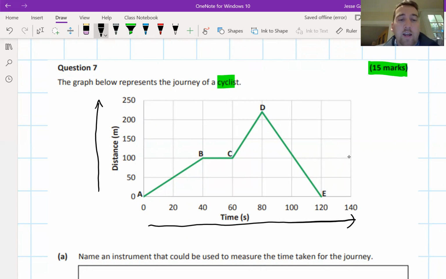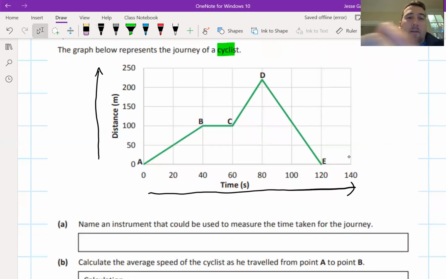Okay, so let's just go ahead and look at part A. What does it say? It says name, so we just need a name. Name an instrument. Instrument just means piece of equipment. Name a piece of equipment or an instrument that could be used to measure the time taken for the journey. Literally name something that could be used to measure time.